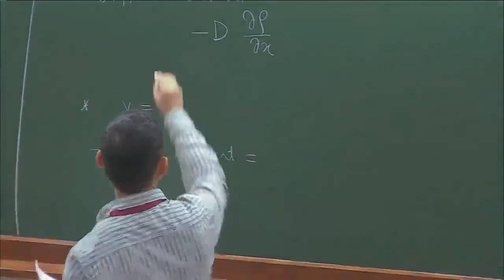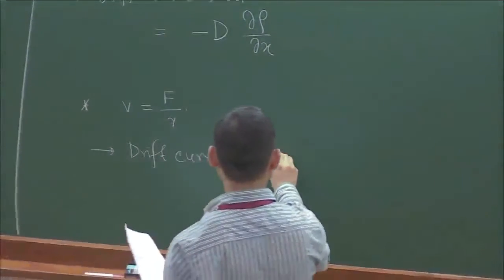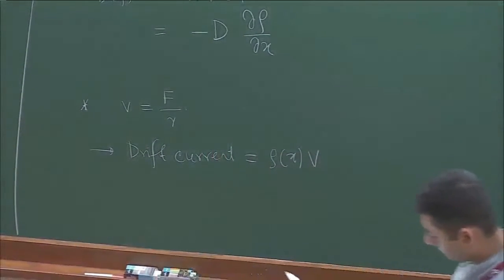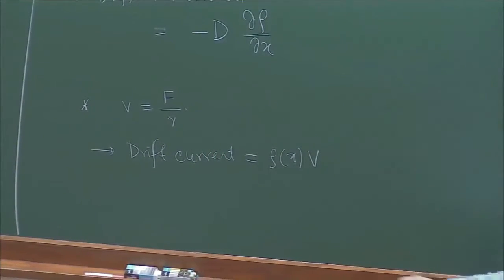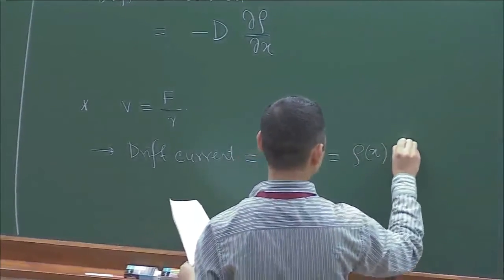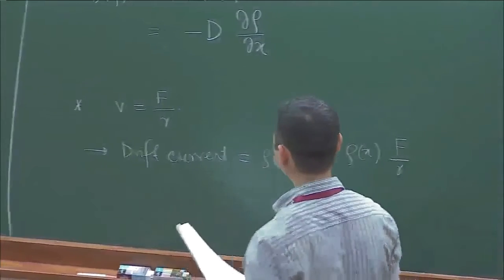And the drift current will be equal to the density of particles times the velocity, right? And velocity is equal to F by gamma, so it's the density of particles times F by gamma.